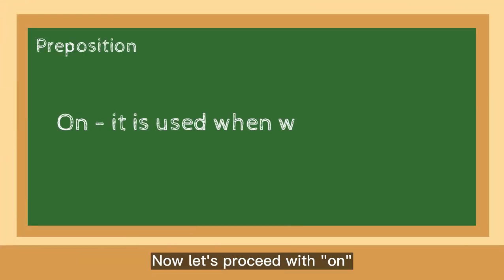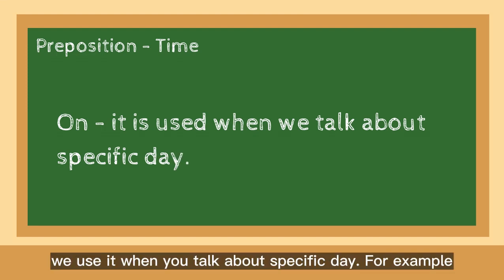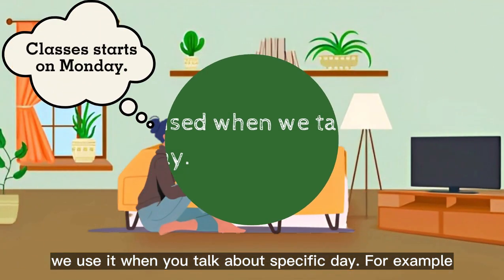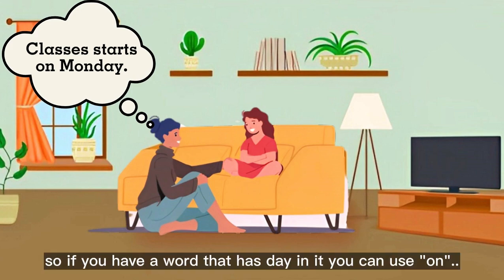Now, let's proceed with on. When we say on, we use it when we talk about a specific day. For example, classes start on Monday. So, if you have a word that has a day in it, you can use on.